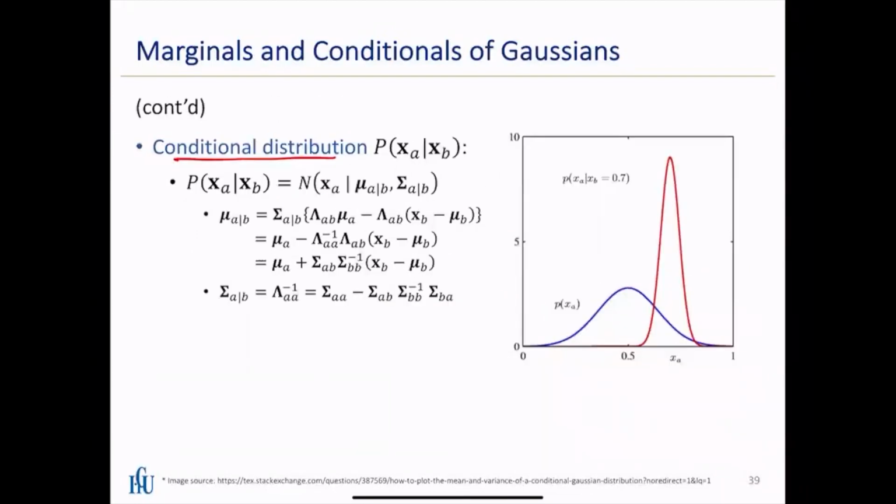The same property applies to the conditional distribution as well. So the probability of xa given xb, where you're conditioning xa on xb. The derivation is quite heavy here, so you don't need to understand this, but if you're interested, you're welcome to do that. Still, the important part is here: the conditional distribution of xa given xb is again a Gaussian distribution.